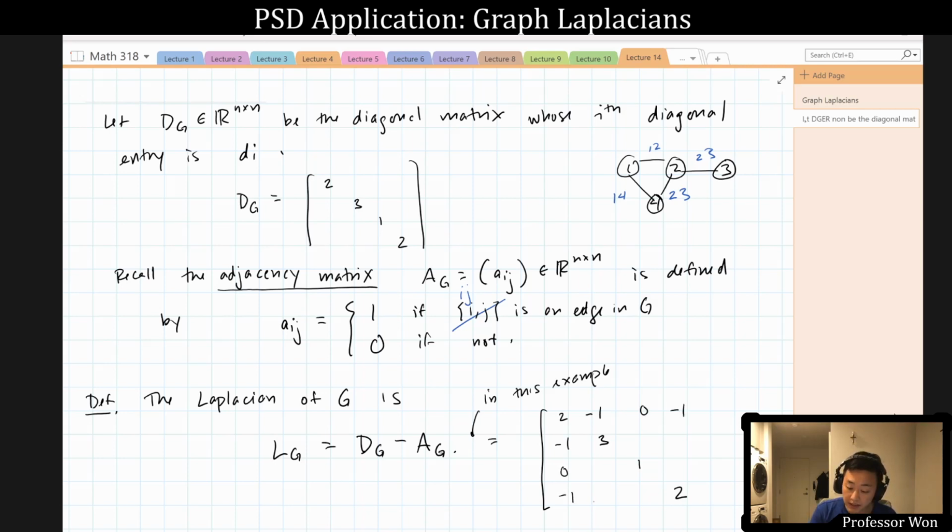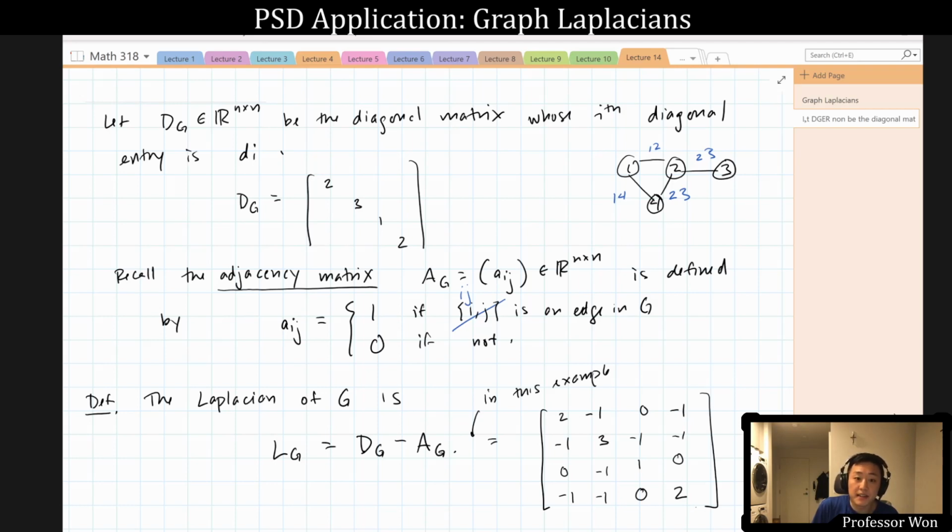2 is connected to everything, right? It's connected to 3 and 4 as well. And 3 is only connected to 4. 4 is connected to 2 and 1, but it's not connected to 3. So I have this matrix here. You take the adjacency matrix, and you subtract it off of this diagonal matrix. It seems like we've just done something kind of random, right? It turns out that this Laplacian will contain a lot of very easily analyzable information about G.